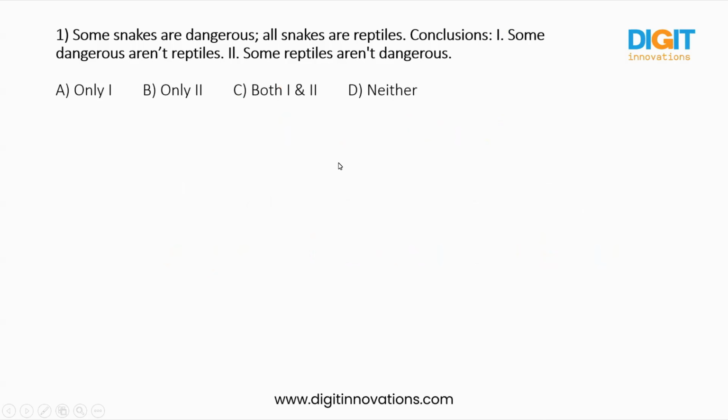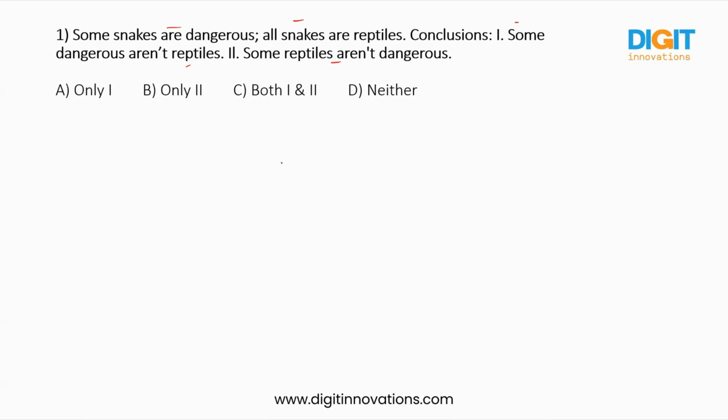The first one is: some snakes are dangerous, all snakes are reptiles. Conclusions: some dangers are not reptiles, some reptiles are not dangerous. So first, these two are statements and these two are the conclusions. Based on the statements, we have to tell which conclusion follows. So let us draw the Venn diagram for those two statements.